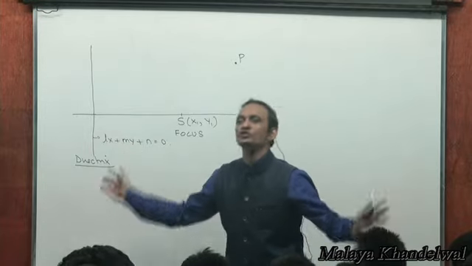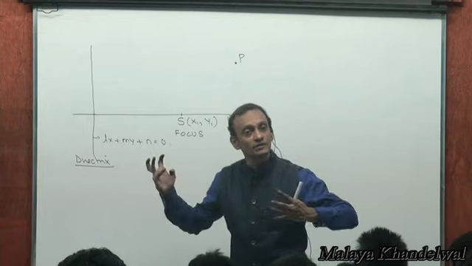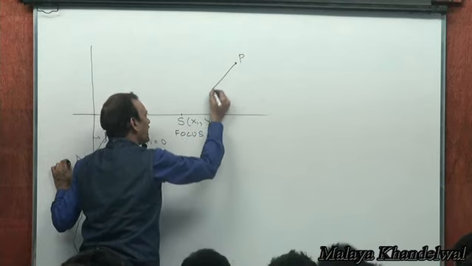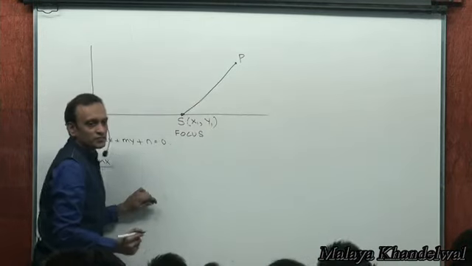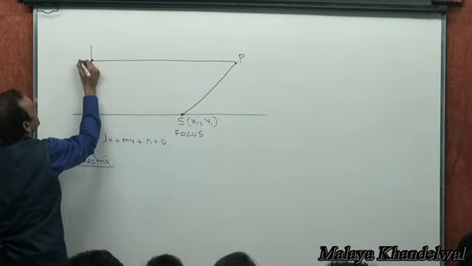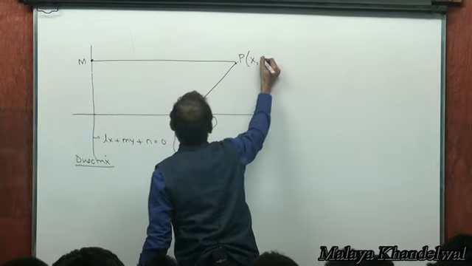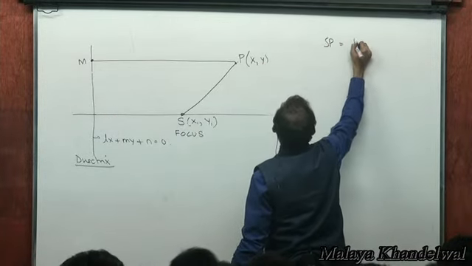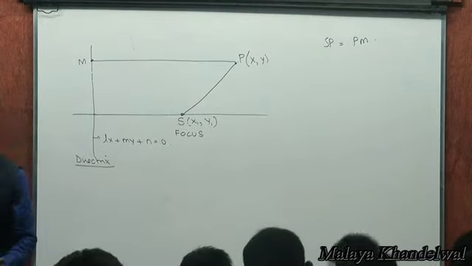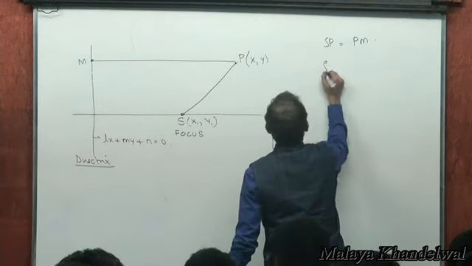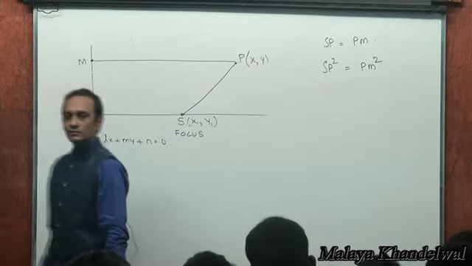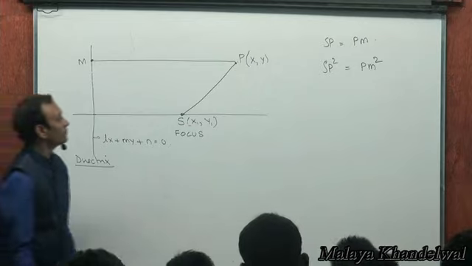In fact, the most general form of the equation of a parabola would be obtained if this was the situation. Why? Because now the property will still be deployed. Distance of S from P will be equal to distance of P from the directrix. For any xy that lies on the parabola, we must have SP equal to PM. That's cardinal, that's fundamental. Right? SP squared therefore would be PM squared.